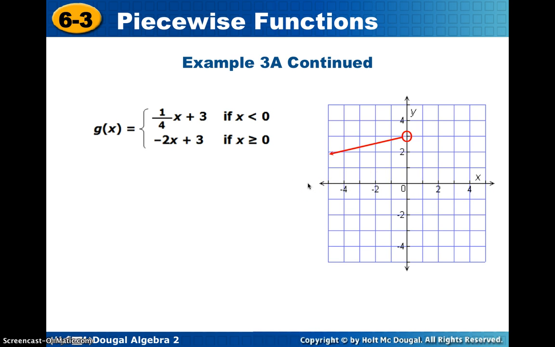Then for my other part, I can also start on the same y-intercept of 3, and my slope is -2, so down 2 over 1. And notice that for the second function, the dot is colored in because it says greater than or equal to 0.